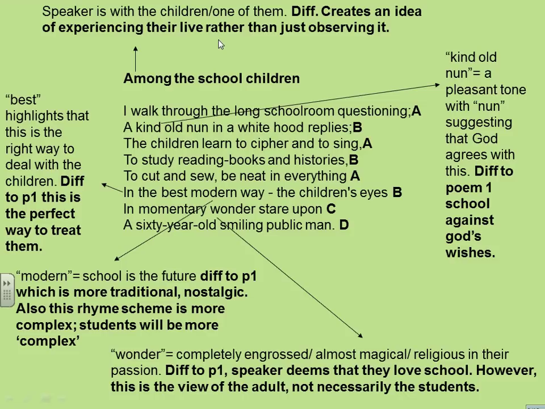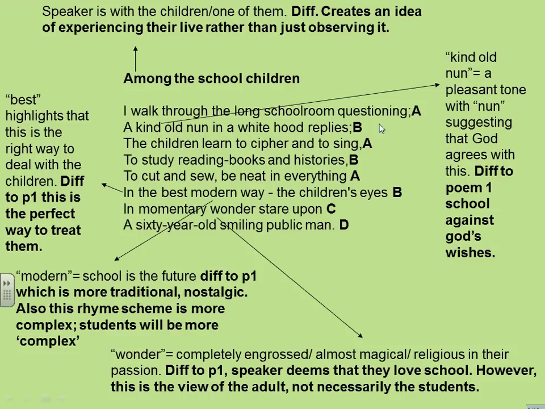Also, some people may prefer to use charts to note down similarities or differences, but again you can see that with the title Among School Children, it makes me feel the speaker is with the children or part of them, which is different because it creates an idea of experiencing their lives rather than just observing it, as we've seen from Blake's poem.